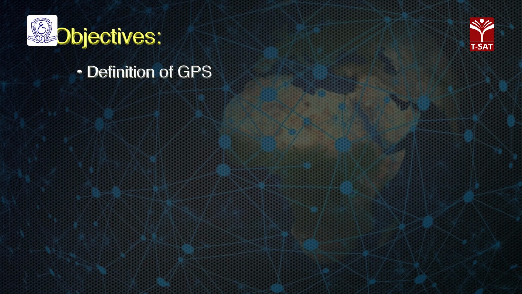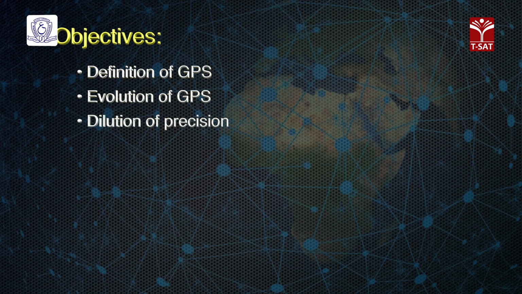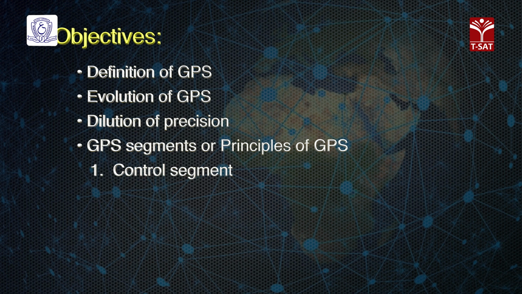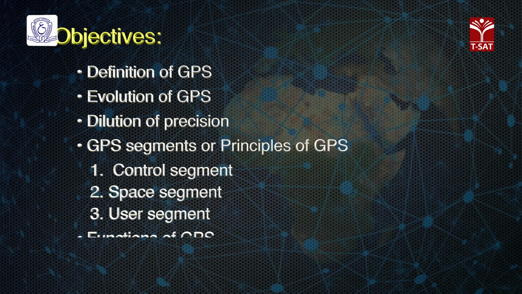Objectives. Global Positioning System is used in data capture and also in data entry methods. It is largely utilized by common people for navigation. In this chapter, we will understand the definition of GPS, evolution of GPS, dilution of precision, GPS segments or principles of GPS, that is control segment, space segment, user segment, and functions of GPS.